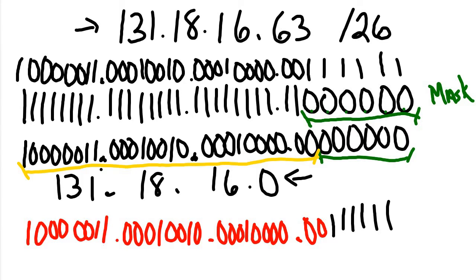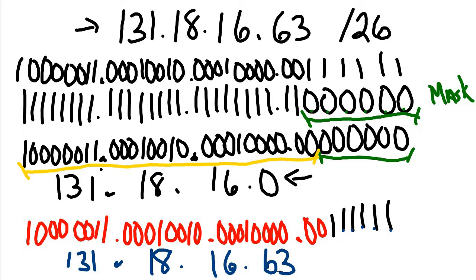All right. So now I'm going to take this brand new address and convert it back into decimal. This is 131, the second octet is 18, the third octet is 16. And then this last octet, if I look at it closely, I don't have any 128s, I don't have any 64s, but I do have 32, 16, 8, 4, 2, and a 1. I add those together and I get 63.